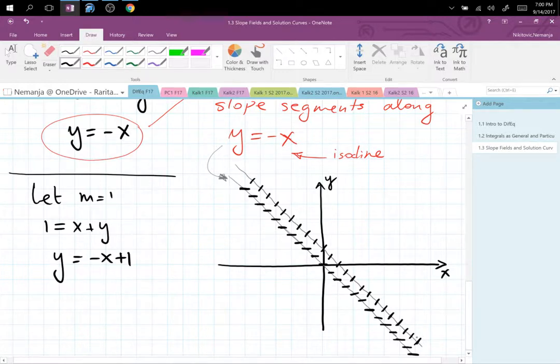Do we all follow the procedure? It's fairly simple. You pick a value for a slope, you plug it into the differential equation, you get the equation for the isocline, graph the isocline, and then put those slopes along the isocline. Rinse and repeat for a different value.